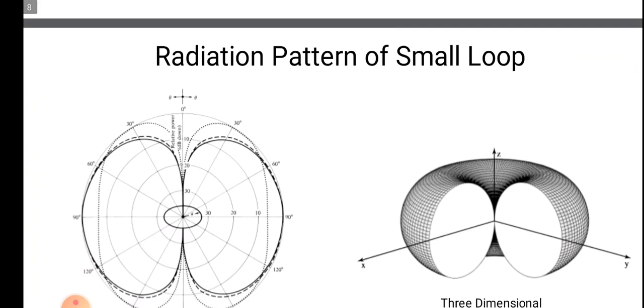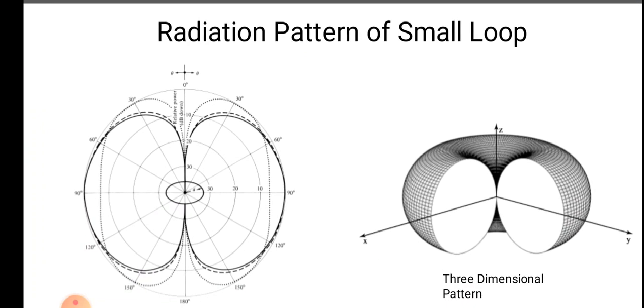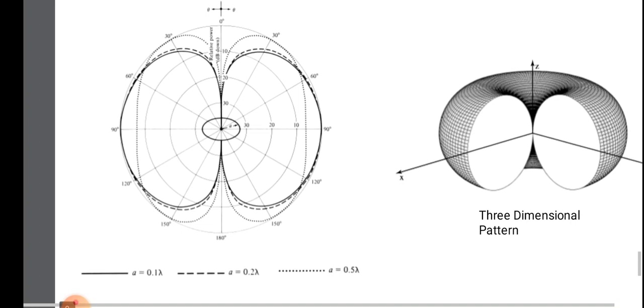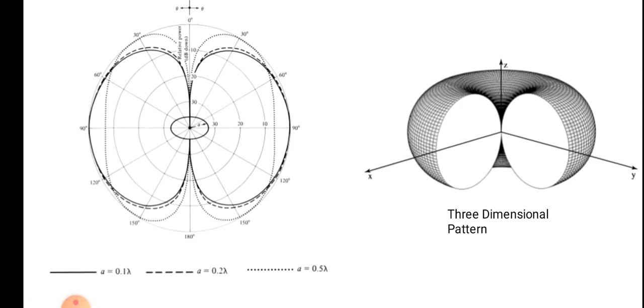Now the radiation pattern of a small loop. On the right hand side we have the 3-dimensional radiation pattern, and on the left hand side we have the 2-dimensional radiation pattern of the same antenna. Here a little portion of the 3-dimensional radiation pattern is taken out so that you can visualize the 2-dimensional radiation pattern. It is nothing but a donut shape. On the left hand side we have multiple donuts. That is happening because of the different sizes of the loop antenna.